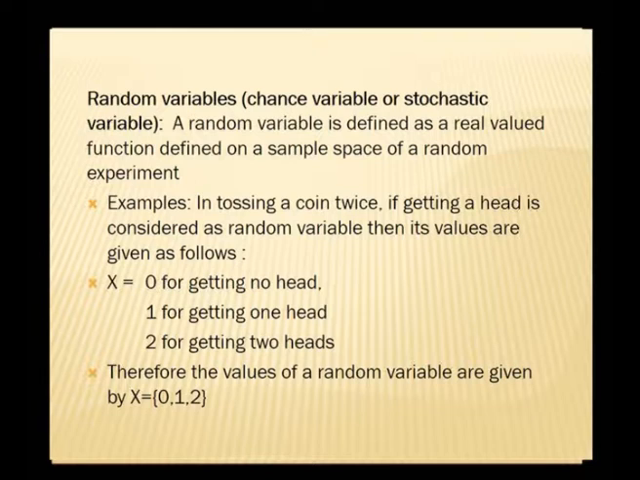Here we have an example where, in tossing a coin twice, if the number of heads is considered as the random variable, then its values are given as follows. Getting the number of heads when you toss a coin, you get 0 if you are not getting a head. It takes the value 1 if you are getting 1 head. 1 head means we get HT, TH, so the required value is 1. Similarly, for getting 2 heads, you give the value 2. Therefore, the values of the random variable are given by x equal to 0, 1, 2.